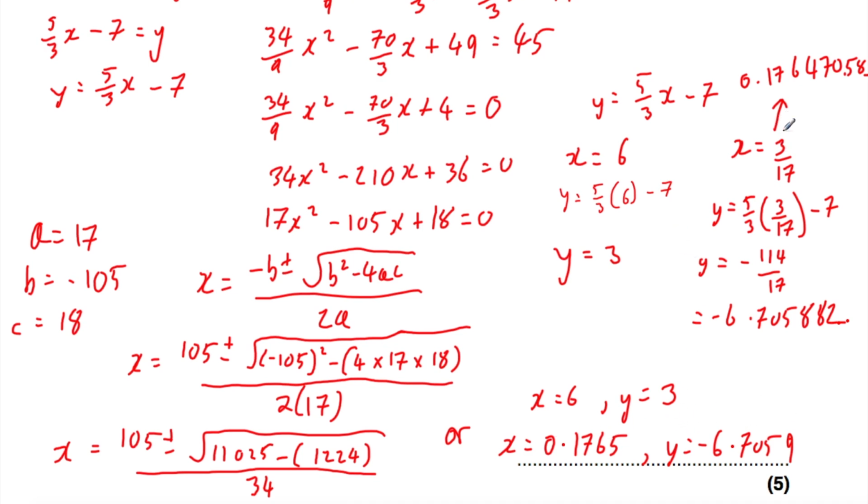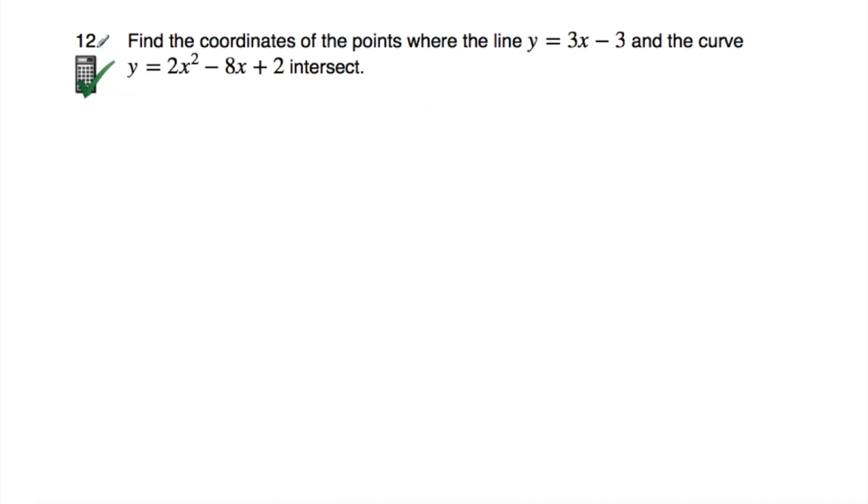Now we could have actually left them as fractions and left it as x equals 3/17 and y equals minus 114 over 17. But I've just written them like that. And that's it. We've solved the simultaneous equations. Okay, let's have a look at our next question, question number 12.